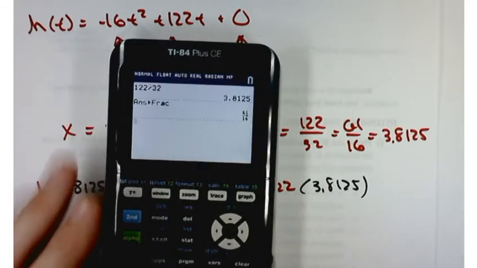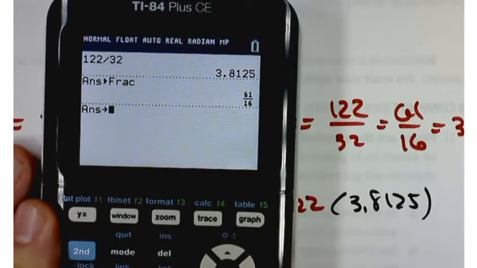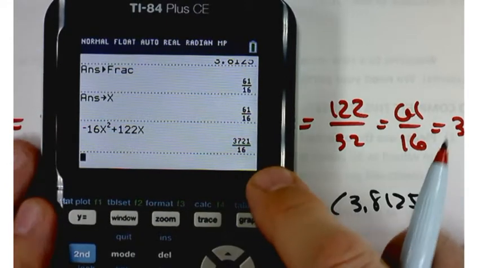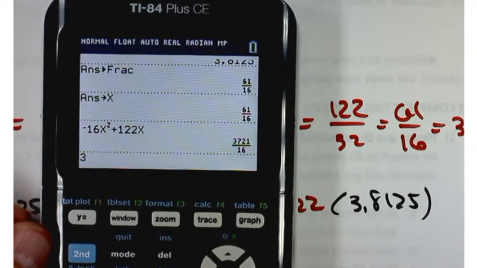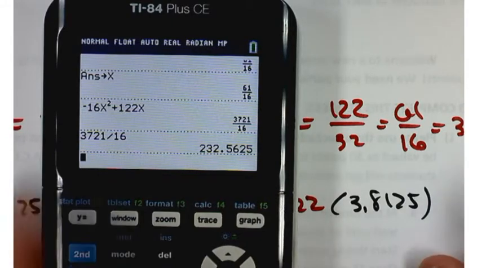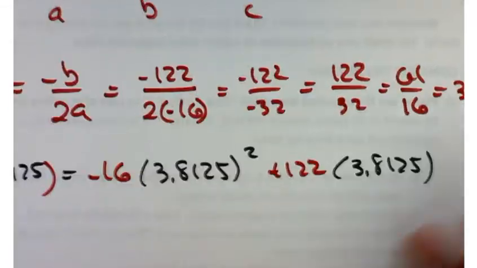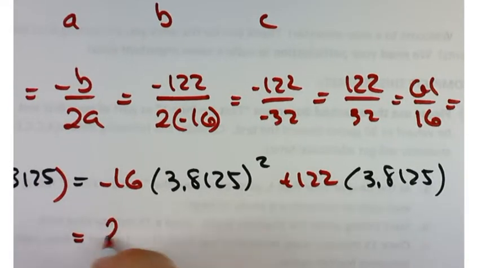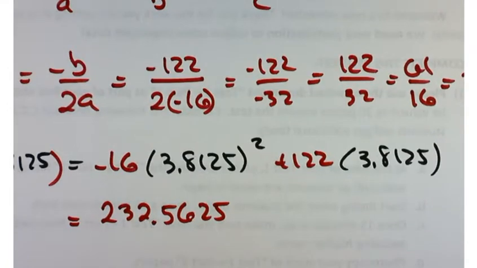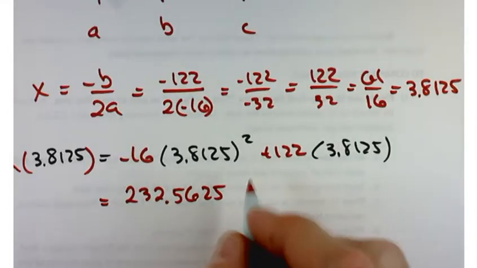So I'm going to take this value and hit the store key, store that in x, and then do negative 16x squared plus 122x. Oh, and this is annoying. Gave me a decimal. 3721 divided by 16. There we go. 232.5625. You guys getting the same thing? Yes. Okay, good. So 232.5625. So that's the other, yeah, that would be in feet.